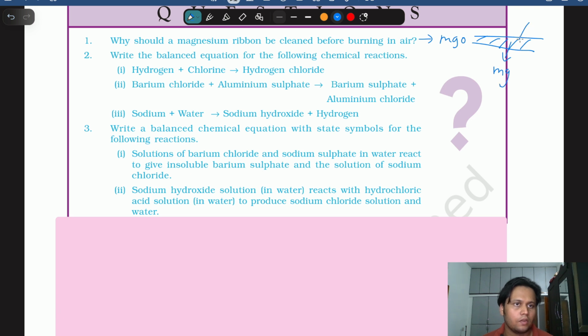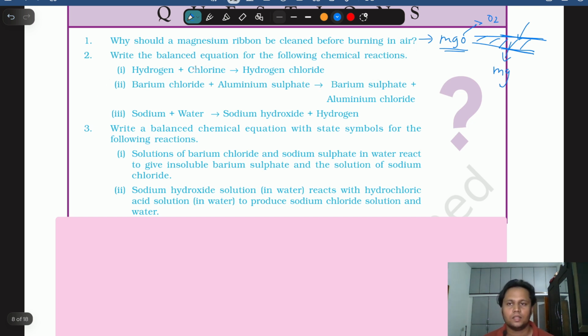A thin layer of magnesium oxide will be formed here on the surface. So magnesium oxide cannot react with oxygen. So we need to remove this layer. So the magnesium ribbon is cleaned, to remove the magnesium oxide layer so that it can burn perfectly.